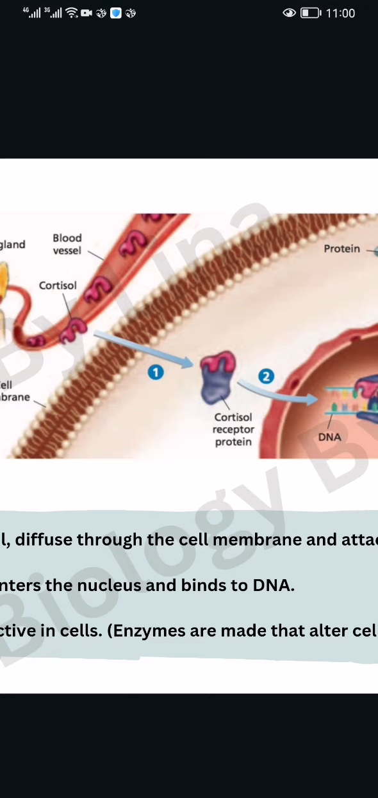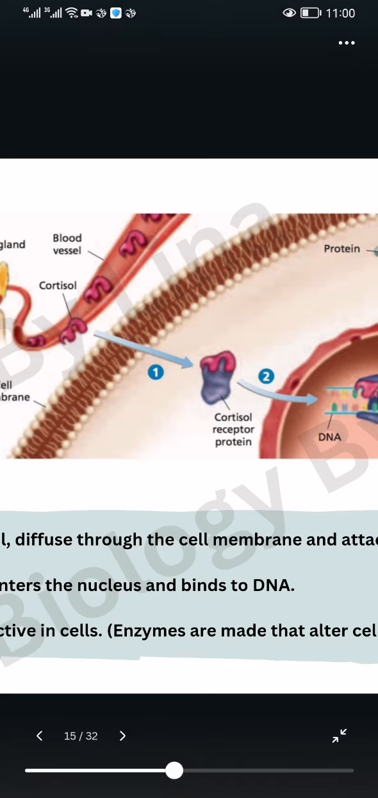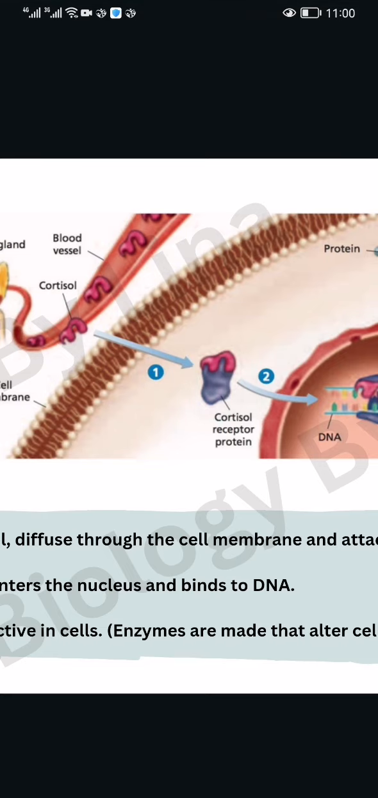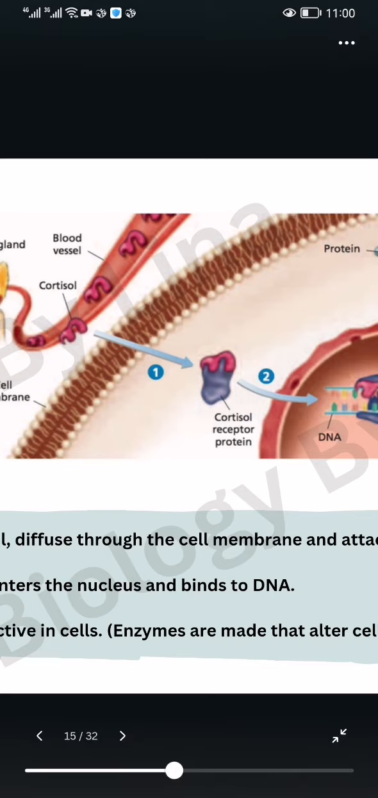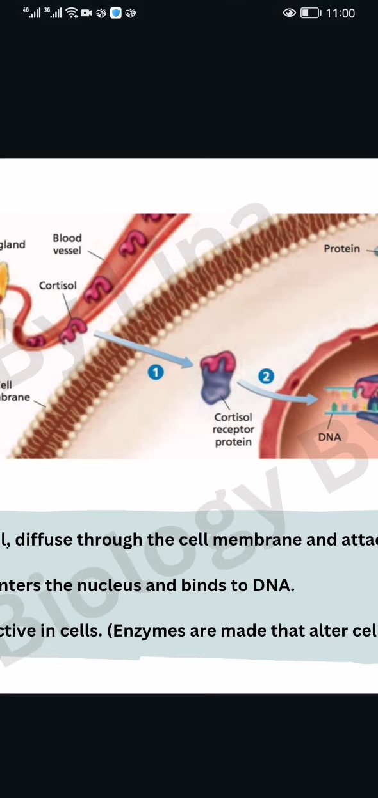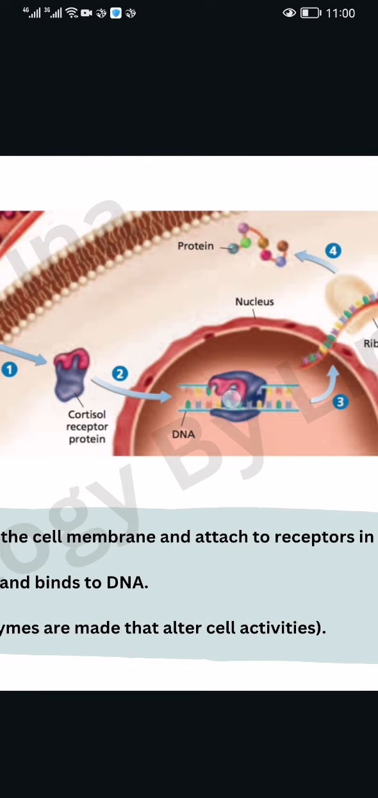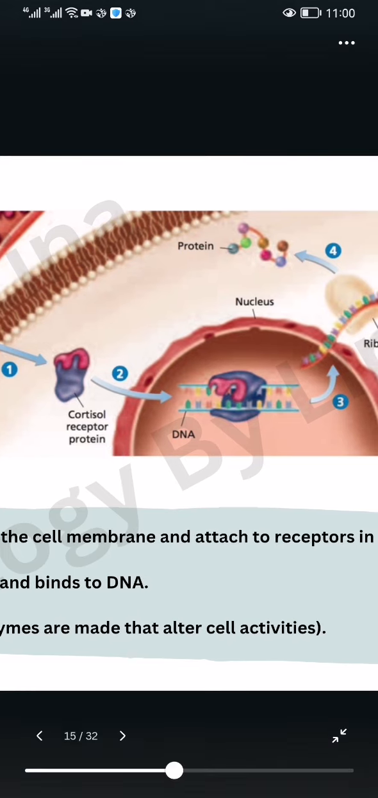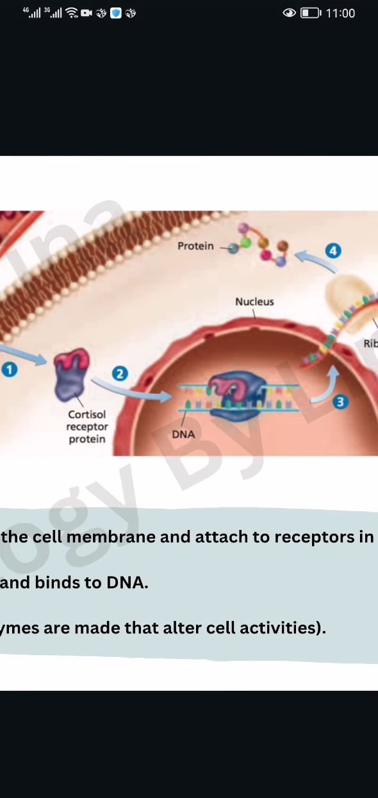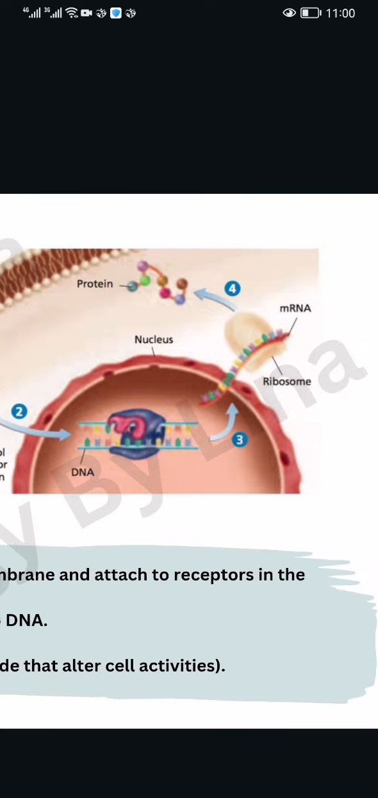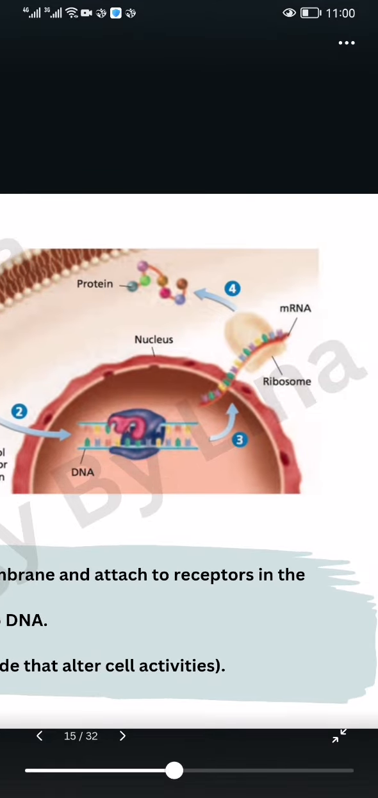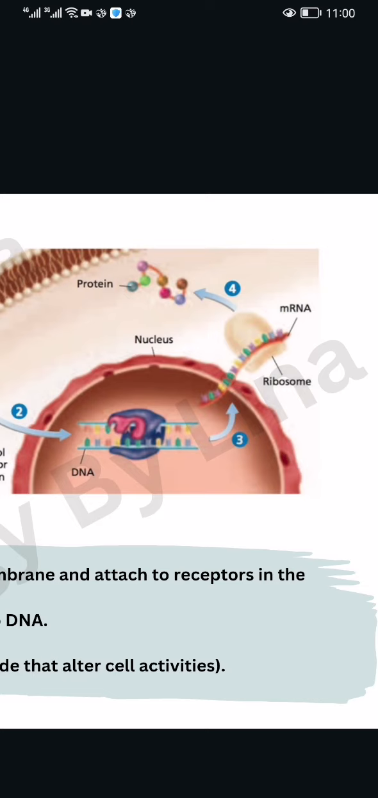When it binds to the receptor protein, it forms a complex, and this complex will now activate an existing enzyme or initiate the synthesis of new enzymes or proteins. When it initiates the synthesis of new enzymes or proteins, it binds to the DNA inside the nucleus and starts the synthesis of mRNA by a process which is named transcription.